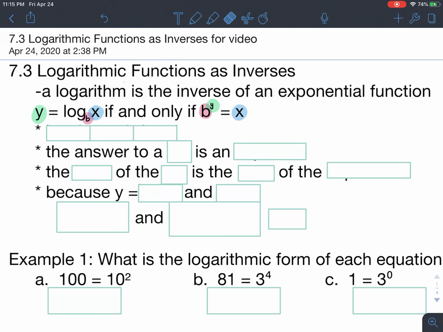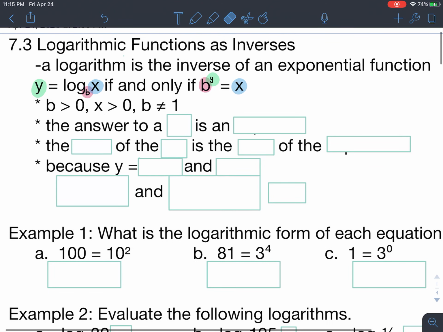There are some restrictions on a log function, and that is that b has to be greater than 0, so we can't have a base that's negative. The next restriction is that x has to be greater than 0, because if you take a positive number to any power, you're going to get a positive number. So x will only ever be greater than 0. And b can't be 1, because 1 to any power is 1, and so that would not make an exponential function.